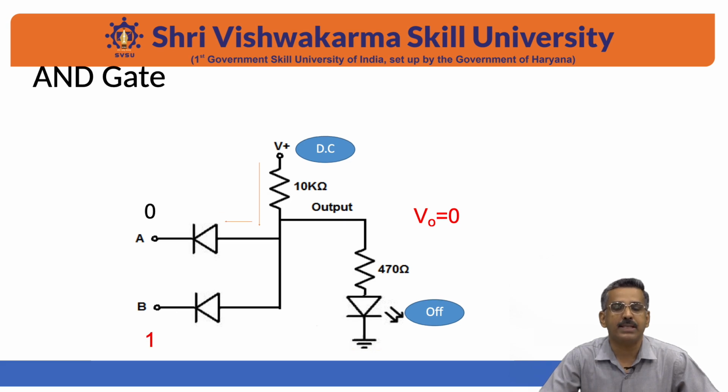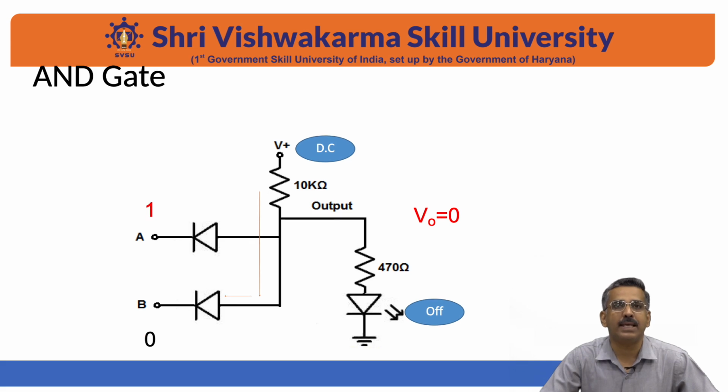Now, let us see another condition. In this condition, we are applying 0 voltage at A and the higher voltage, 1, at B. Now, in this condition, the current will flow from diode 1, and we will have the LED remain off under this condition, and the output will again be 0.